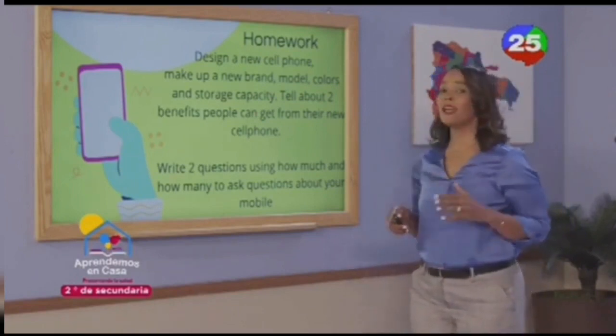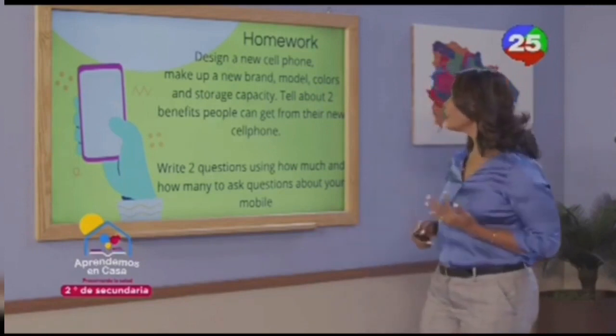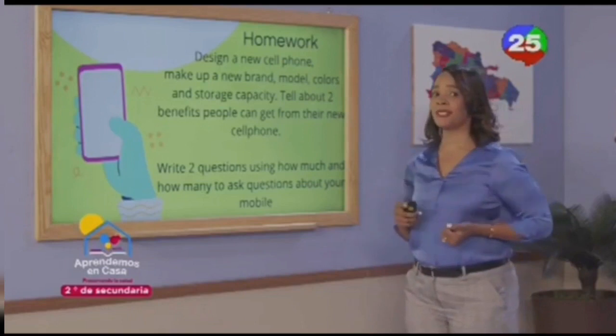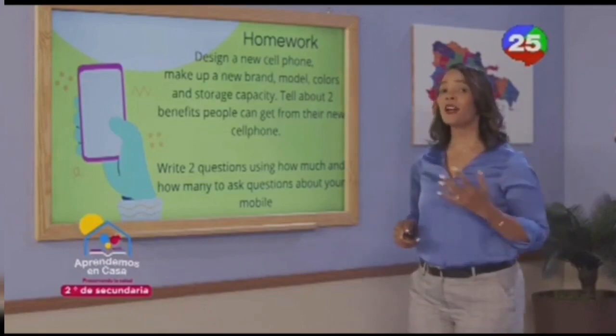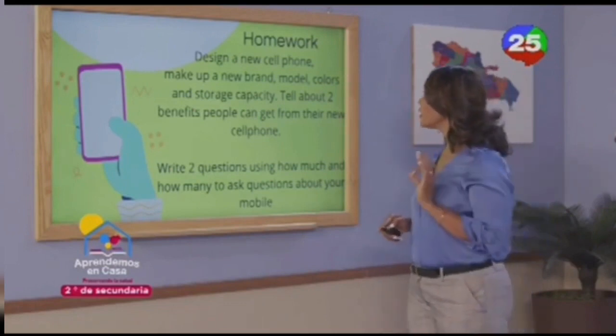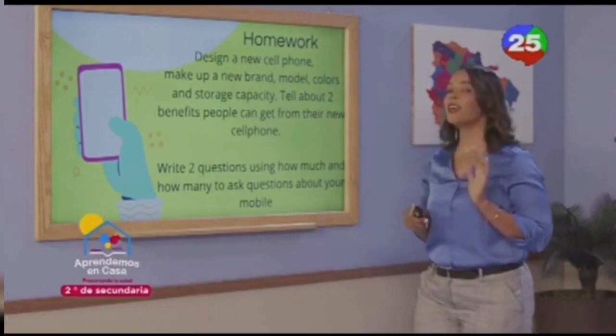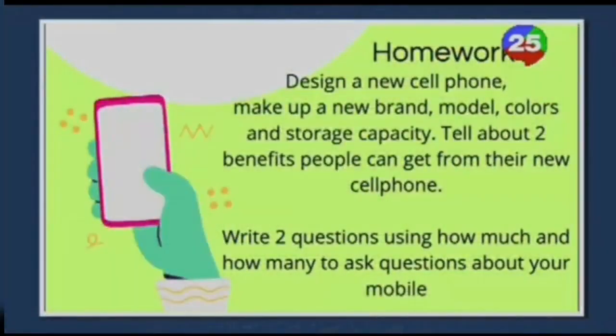You're going to make up a new brand. Se van a inventar una marca nueva. Model, color, and storage capacity. El modelo, el color y la capacidad interna. Also, I want you to tell about 2 benefits people can get from their new cell phone. También quiero que te inventes 2 beneficios que los usuarios de este teléfono pueden tener.